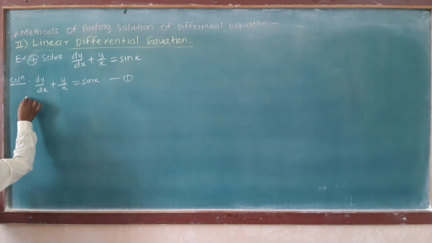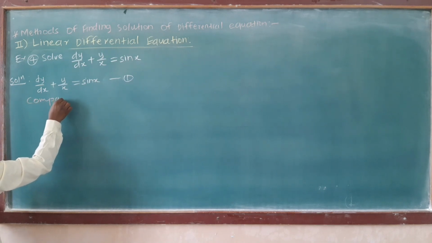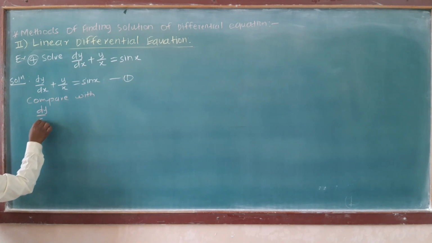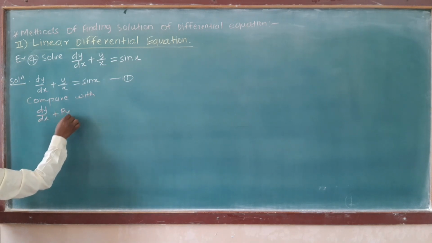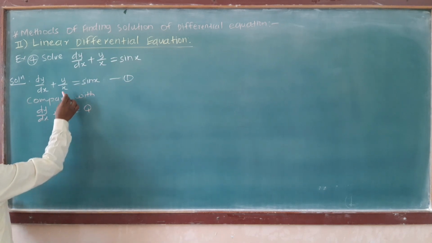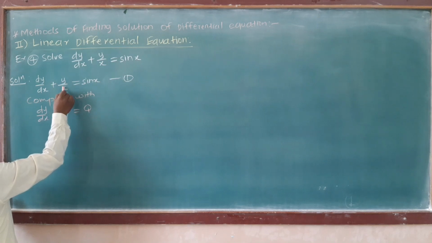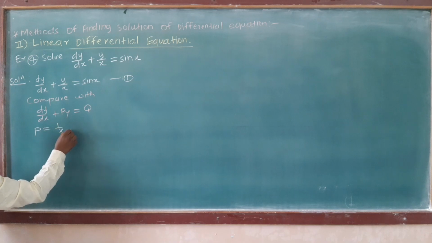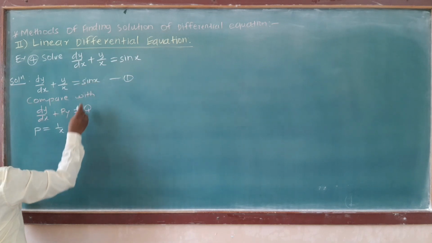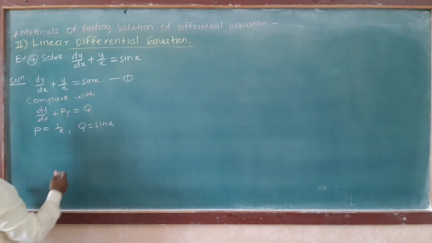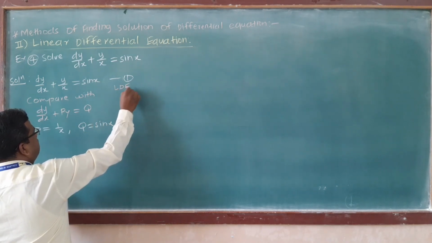Now compare this equation with linear differential equation. याला compare करा, dy by dx plus py is equal to q. What is p? Coefficient of y. या y चा coefficient तो आहे 1 upon x. So therefore p is equal to 1 upon x आणि q म्हणजे right hand side, q is equal to sin x. So this is nothing but linear differential equation.